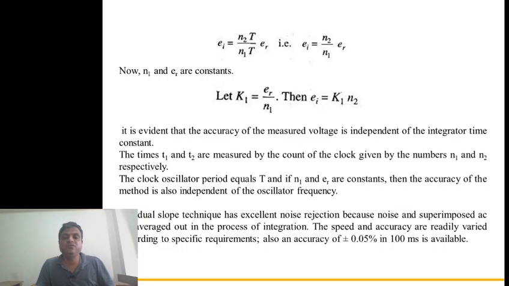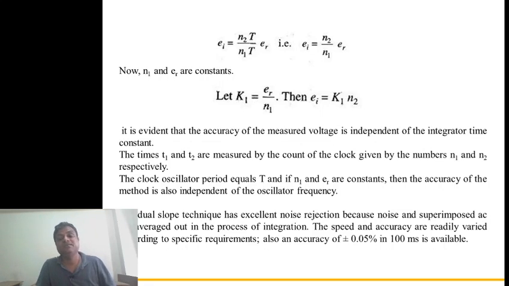Times T1 and T2 are measured by counting the clock, given by the numbers N1 and N2. For the clock oscillator period T, if N1 and ER are constant, then the accuracy of this method is also independent of the oscillator frequency. The dual slope technique has excellent noise rejection because the noise and superimposed AC are averaged out in the process of integration. That is basically the advantage.